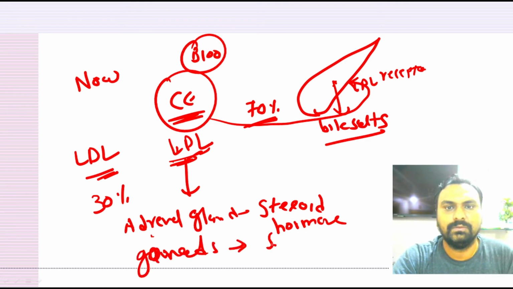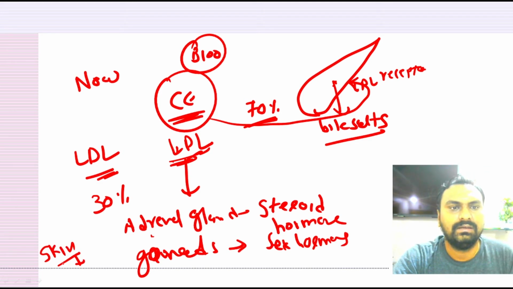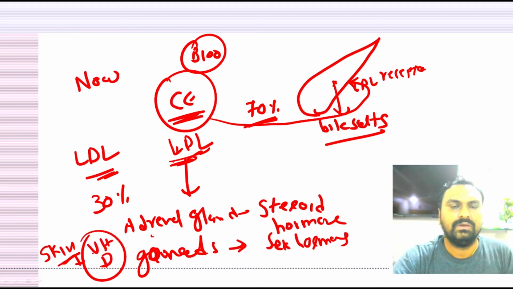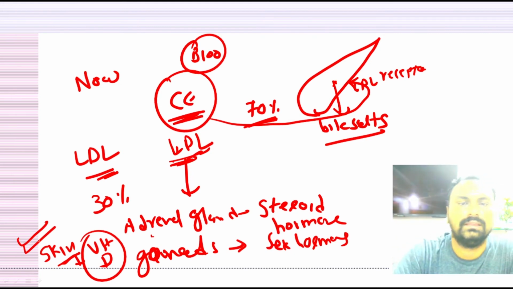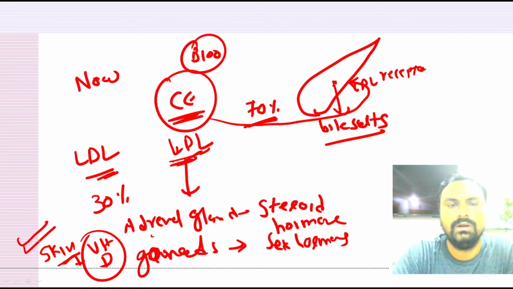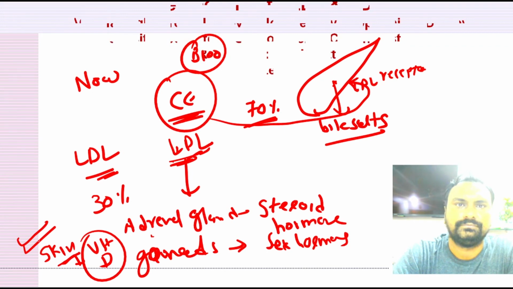It requires it for the formation of sex hormones. Then skin will take up the LDL. They have an LDL receptor and it will take up the LDL because here we require the synthesis of vitamin D. Okay, all the peripheral tissue that requires cholesterol has the LDL receptor, and LDL will transport the cholesterol to the peripheral tissue, right?